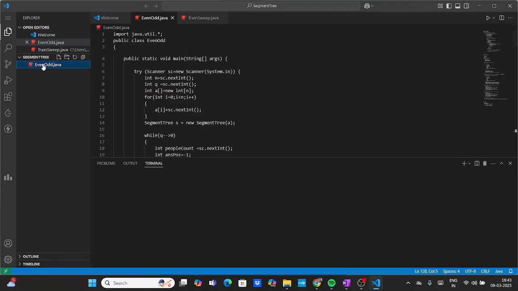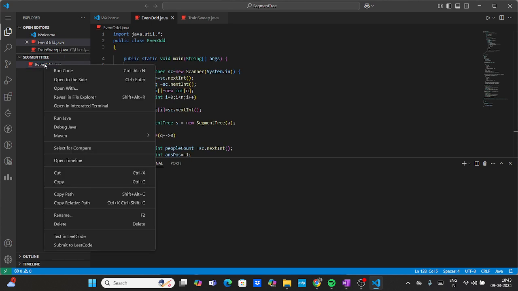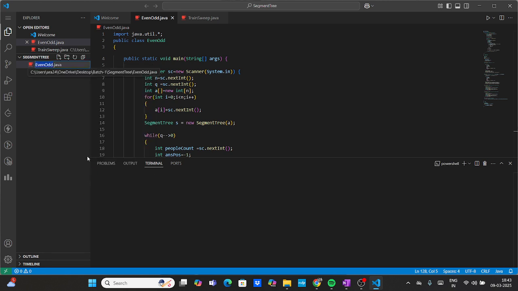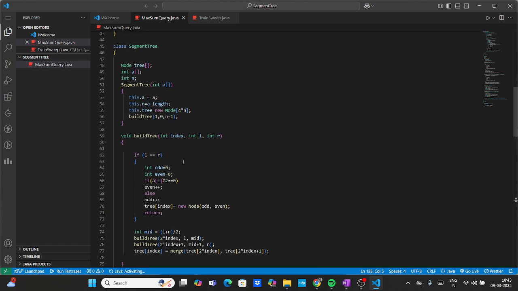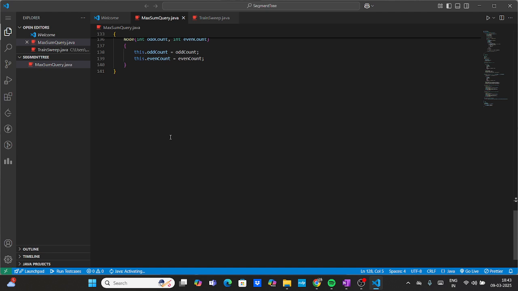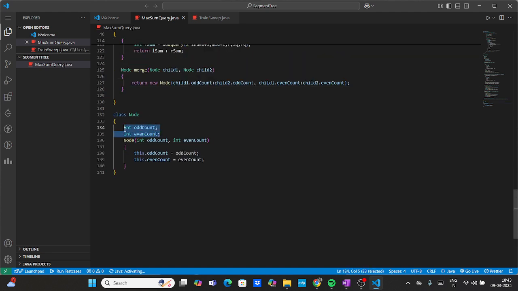Okay, I'm changing this only. Since I have sent it yesterday, I'm just changing it. Max sum query, correct? Chalo, let's go to the node structure first. In the node structure, what do we need? Int maxSum, int maxPrefixSum, int maxSuffixSum, int max.